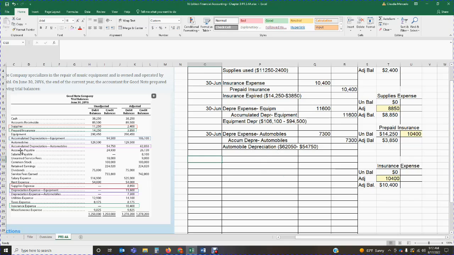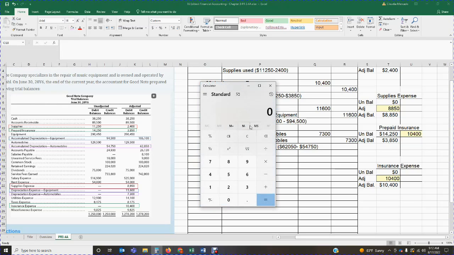Accounts payable went from 24,930 to 26,130. Remember, accounts payable is a liability account. This is the money that we owe to different vendors. We owed 24, now we owe 26, so the amount that we owed increased. A credit of 24 to a credit of 26 means that we must have credited the account.